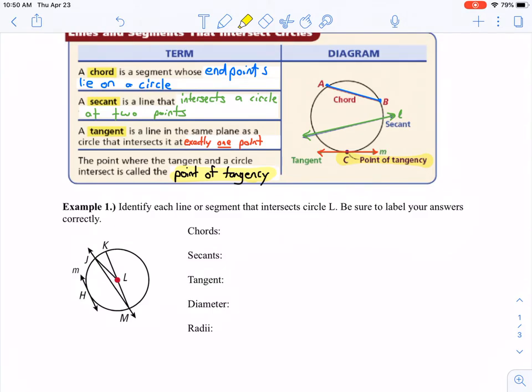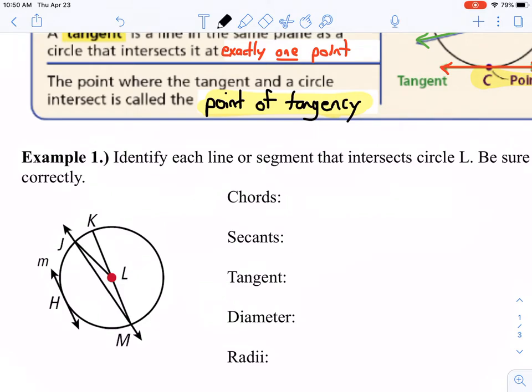And then we can go through example 1 quickly. If we're looking for chords in example 1, remember a chord is a segment whose endpoints lie on the circle. Well, in this case, we could say that segment JM is a chord, and you actually can say that KM is a chord as well. Now, KM is a special type of chord because it is also the diameter, which is okay because the diameter, the endpoints lie on the circle.